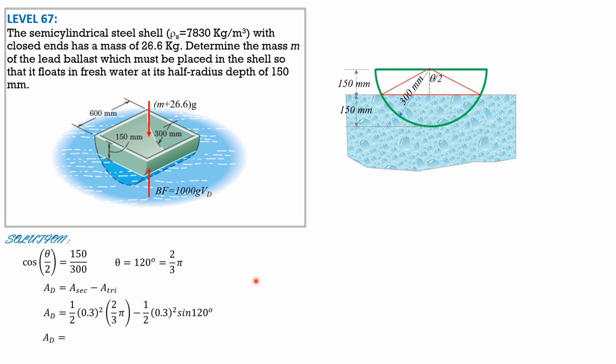So area displaced is equal to 0.05528 square meter. Substitute into this formula, quantity m plus 26.6 times g equals 1000 g times volume displaced, cancelling out g and replacing volume displaced by area displaced, 0.05528 times 0.6, then we can solve for m.